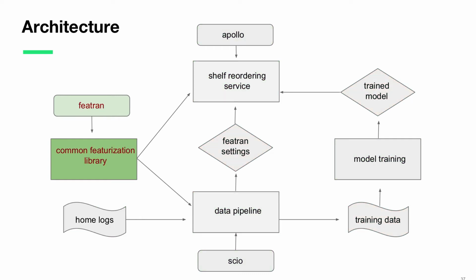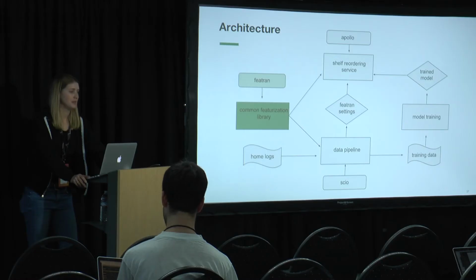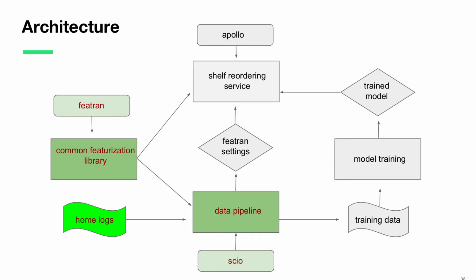So we started with our common featurization library, which is where we defined our Featran feature spec and which also contained all of the data preprocessing utilities. We used our common featurization library within our data pipeline that took historical home logs and converted them into a form that can be read by a model. So the output of our data pipeline was the Featran settings along with the training data.